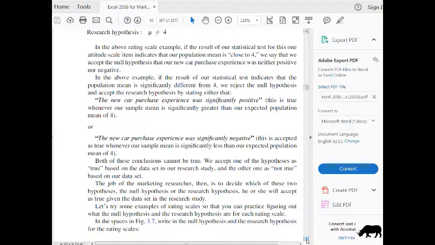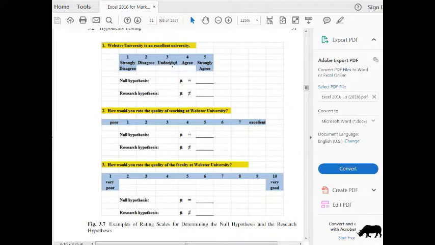In the spaces in figure 3.7, write in the null hypothesis and the research hypothesis for the rating scale. These are examples of rating scales for determining the null hypothesis and the research hypothesis. From 1 to 5: 1 strongly disagree, 2 disagree, 3 undecided, 4 agree, and 5 strongly agree.